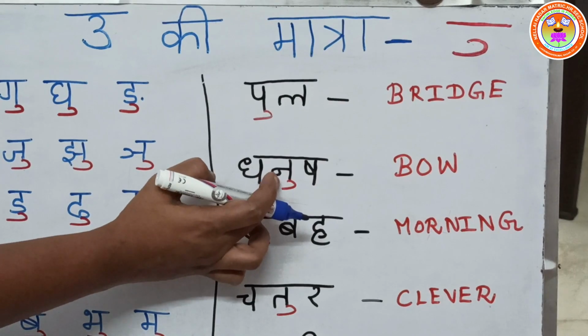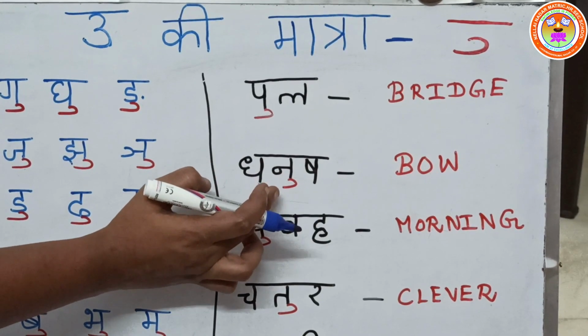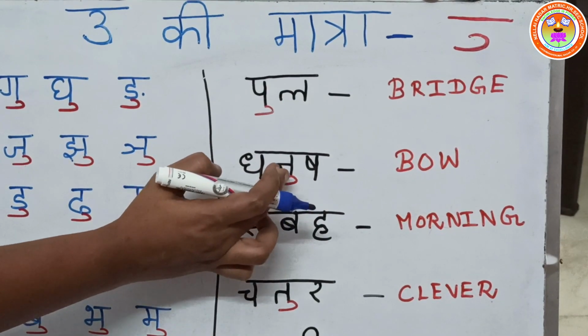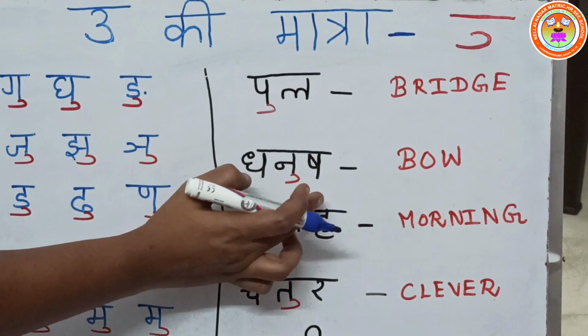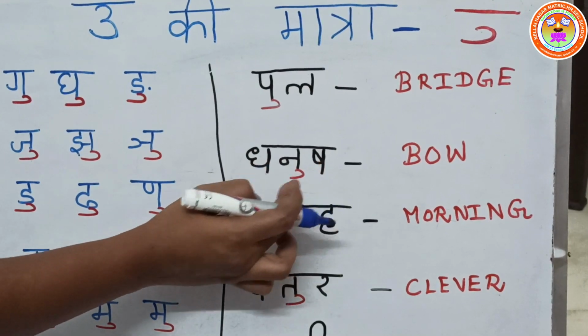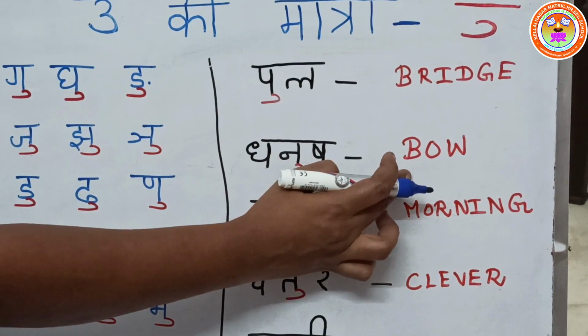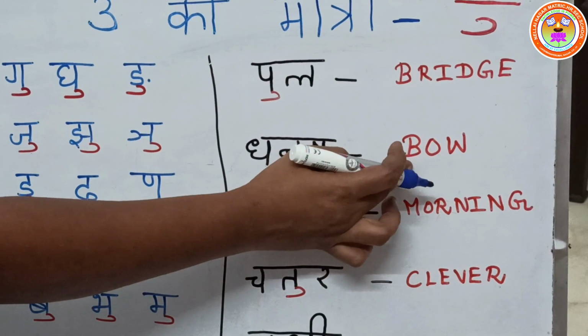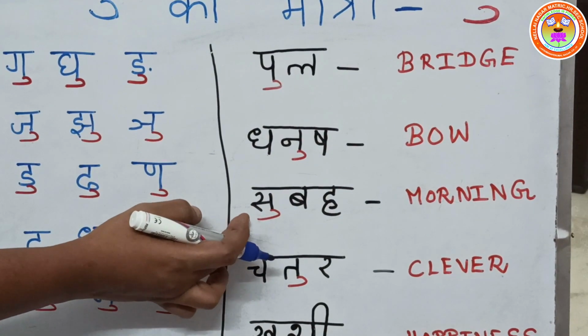Second word. Dh. N. When N is added with U ki matra, it becomes NU. Dh, nu, sh, dhanush. Dhanush means bow. Next word children.